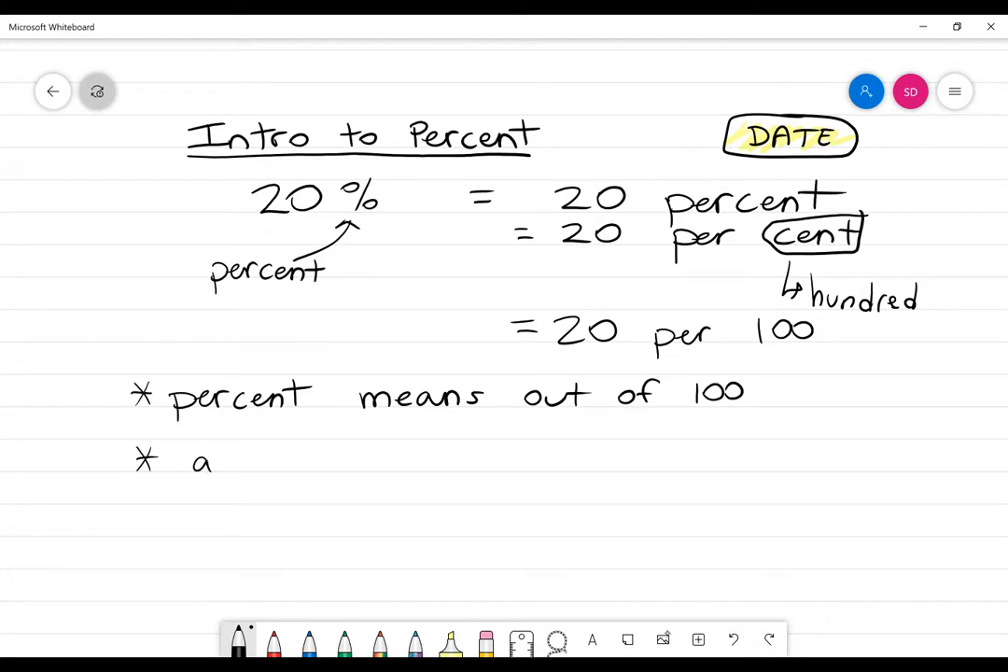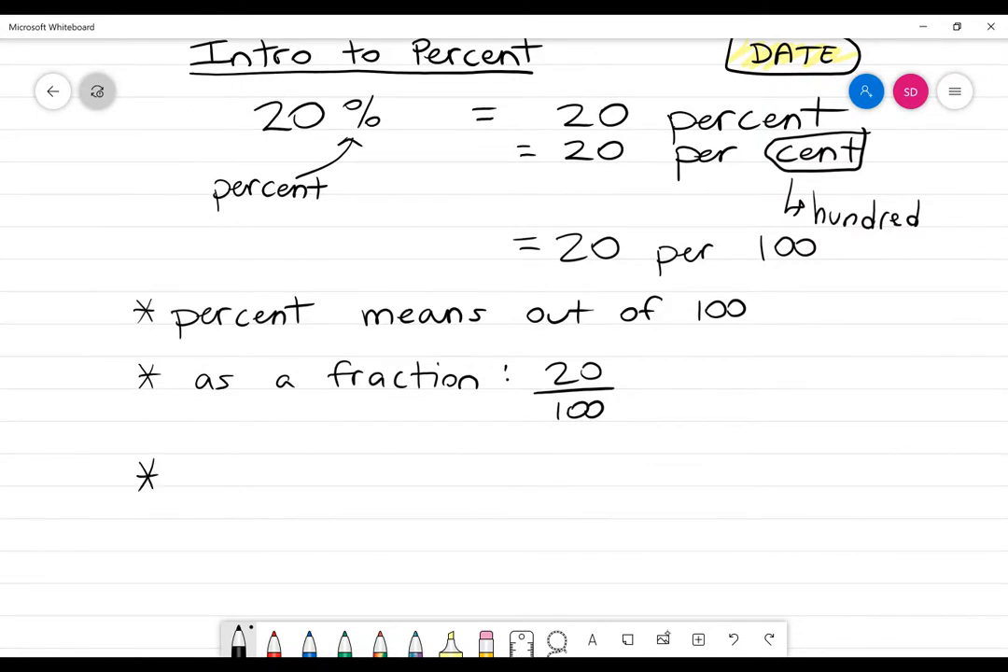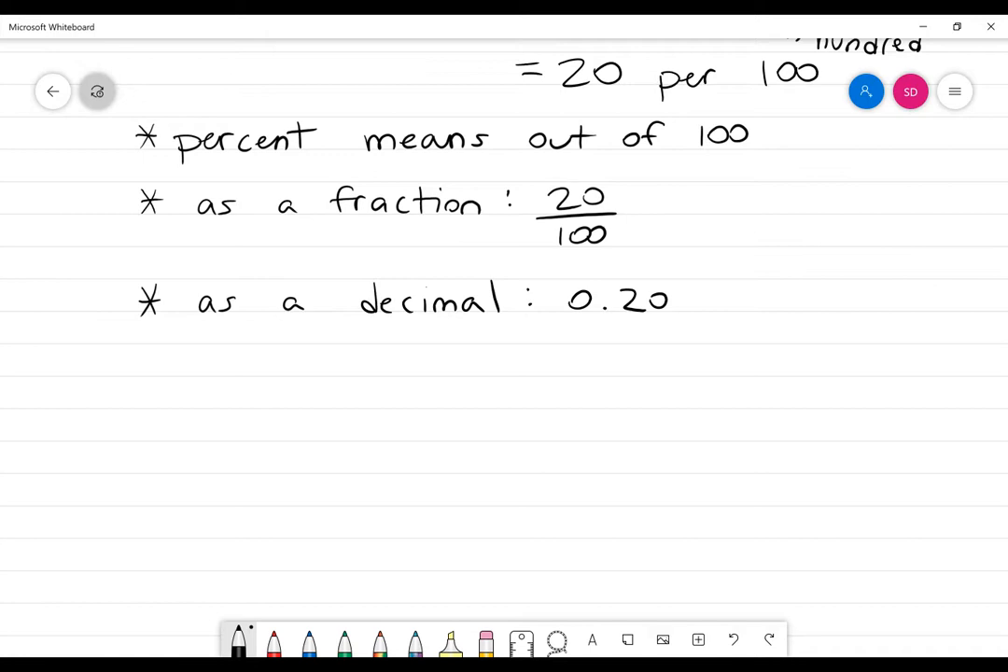So we can write that as a fraction. As a fraction, it's 20 out of 100. As a decimal, it's 0.20 or 0 and 20 hundredths. So what we're going to look at today is converting between these different forms from fractions to decimals to percents and vice versa.